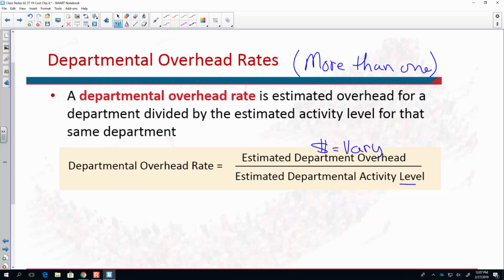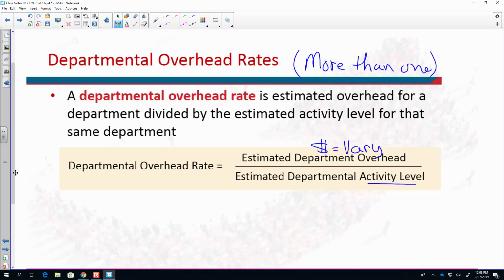Also, the activity level will change by department. In welding, what's a good driver for welding? Hours. Labor hours, right? Wouldn't that make sense? In the laser department, what's a good driver there? Machine hours. Exactly. Press brake, machines are computer generated, so obviously I'm using machine hours there.